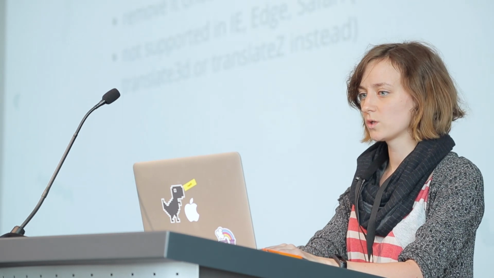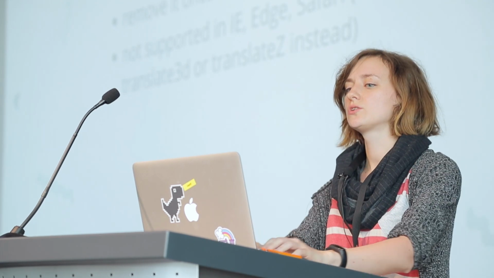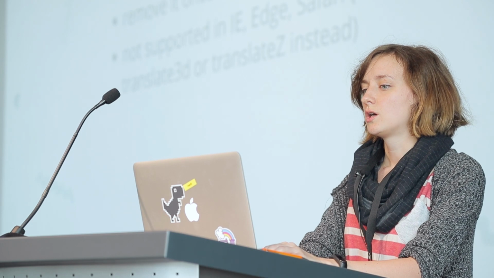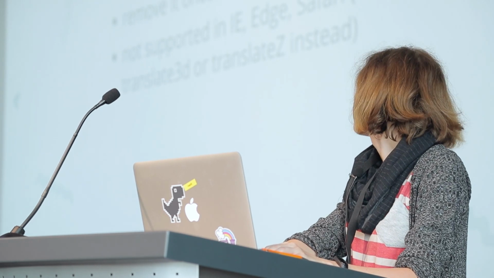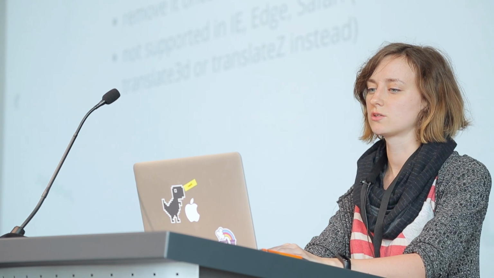And on will-change, because you always create new layers with will-change, you shouldn't optimize all the elements, because you're going to get a lot of layers and you don't want that. Only use it if the change happens constantly, and maybe remove it when you don't need it anymore. And in some browsers it's not supported yet, so you're going to need to use the 3D transforms.